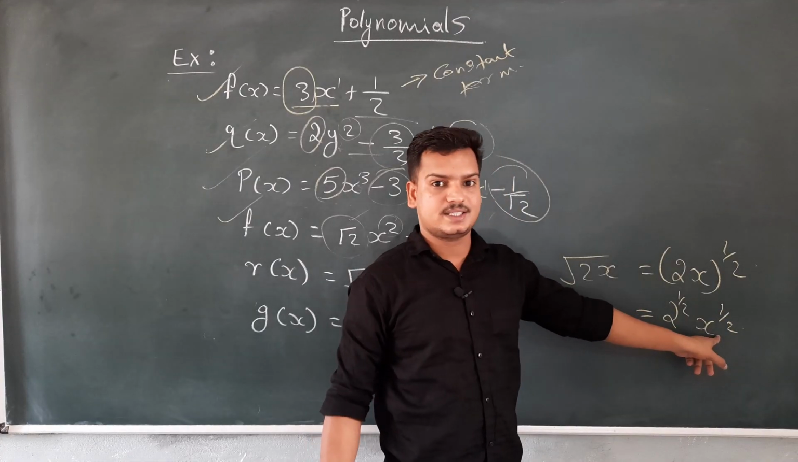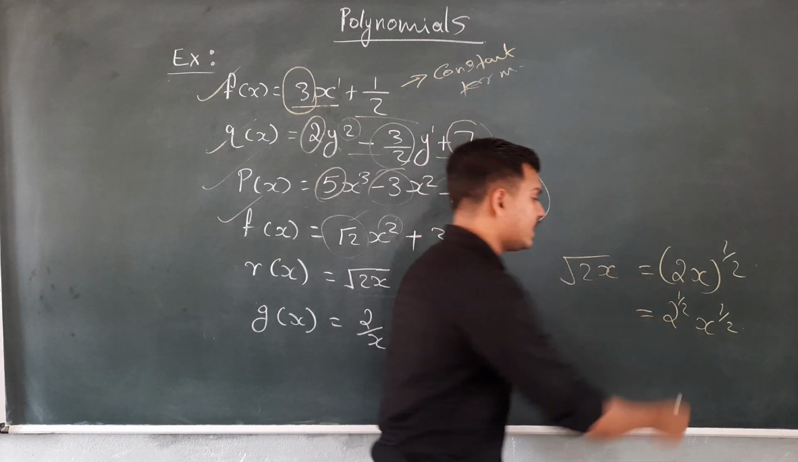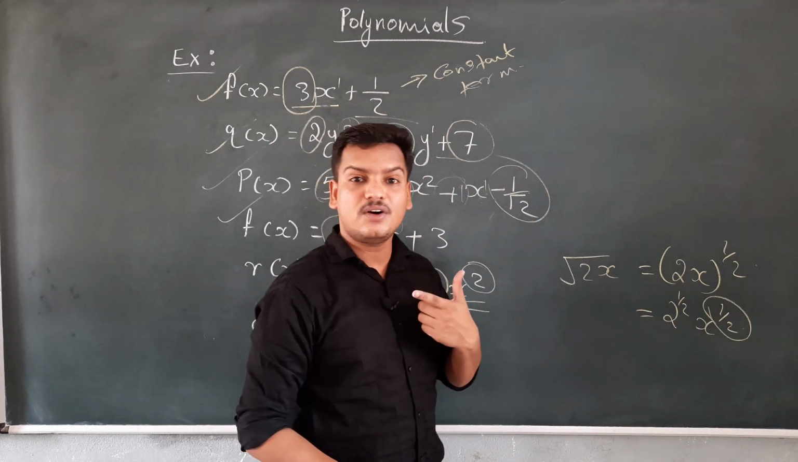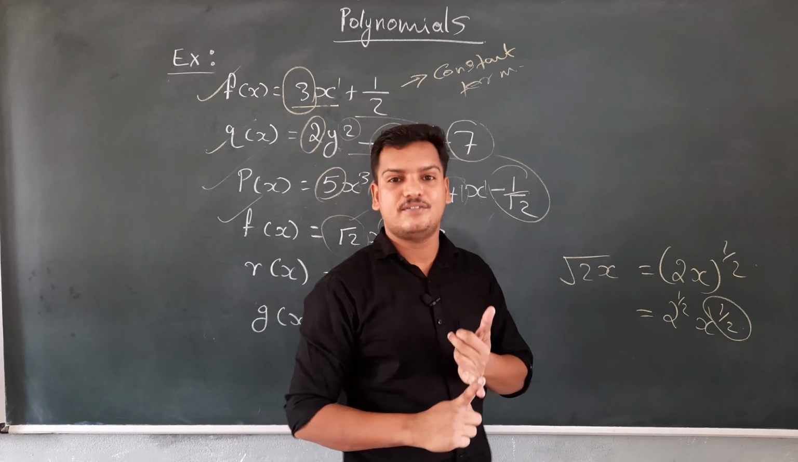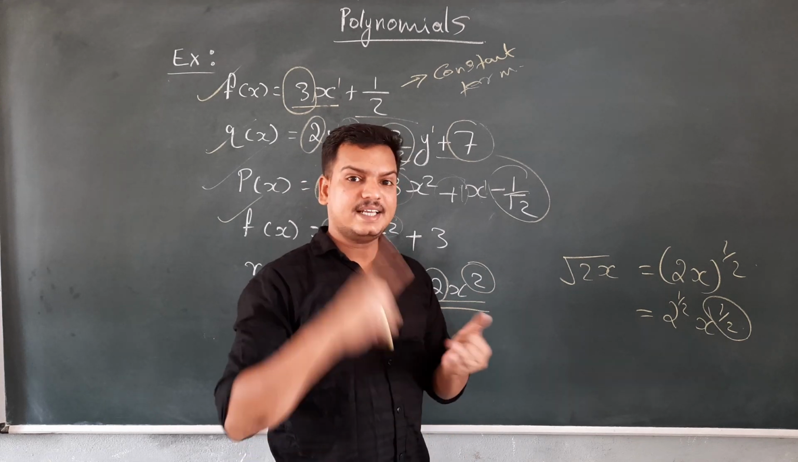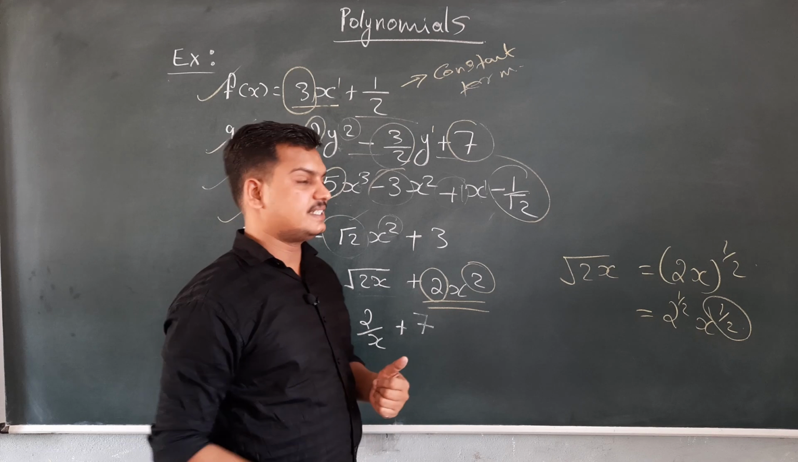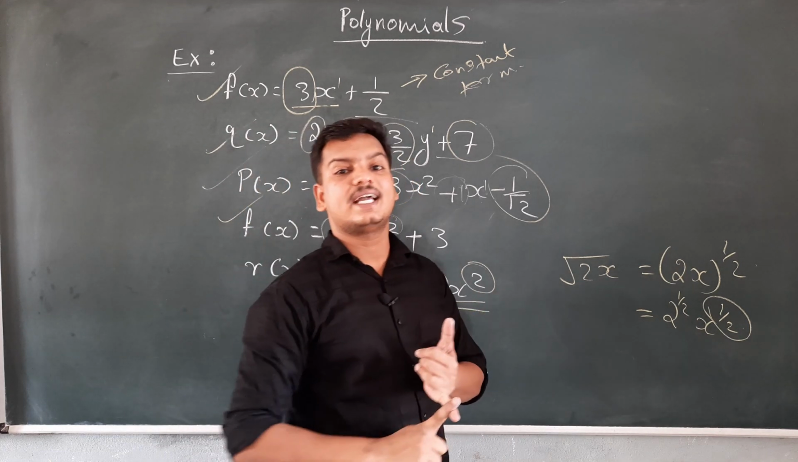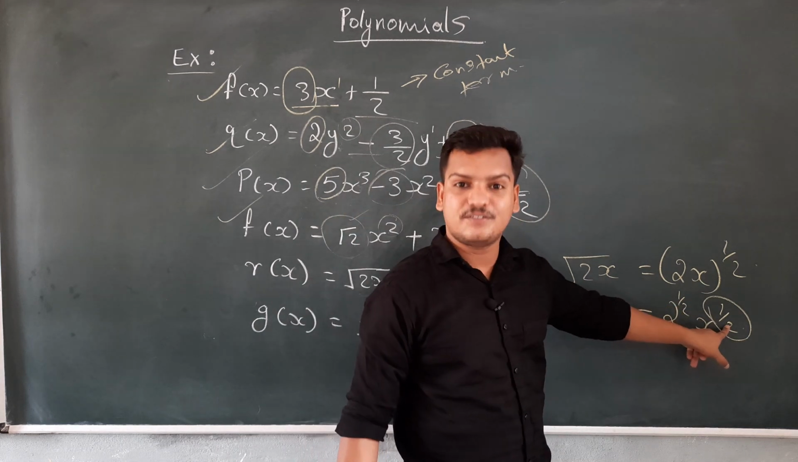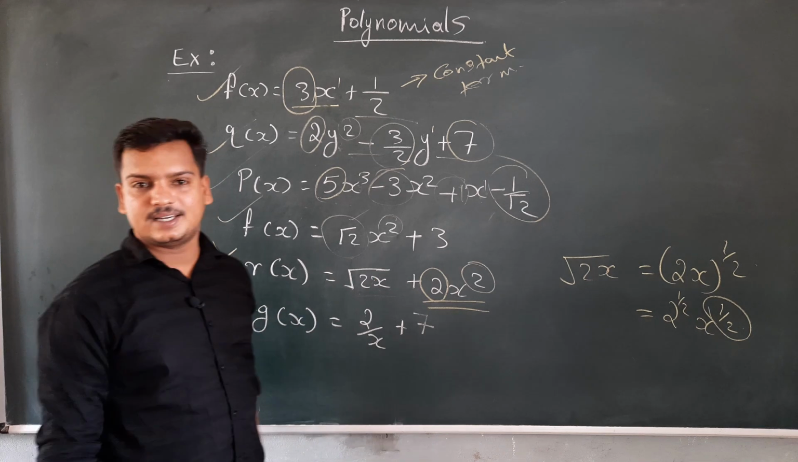Look at the power of x. The power of x is 1 by 2. I have already mentioned that the exponent of the variable cannot be a fraction. It cannot be a fraction, it cannot be a decimal number. It has only one choice, that is a non-negative integer. It can be only a non-negative integer. Okay. So in this case, the power is a fraction, so we can say that it is not a polynomial.